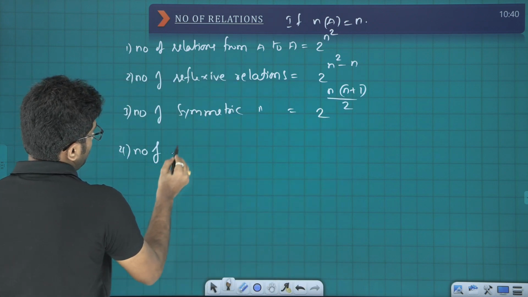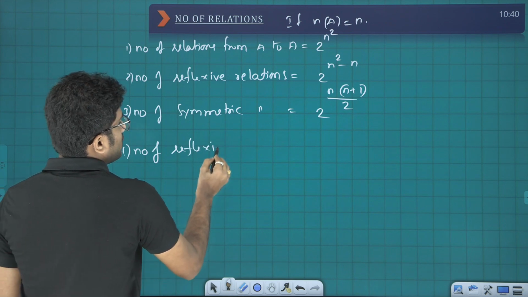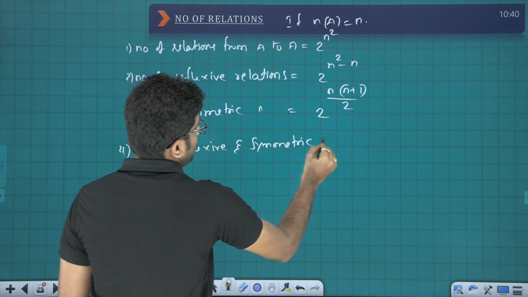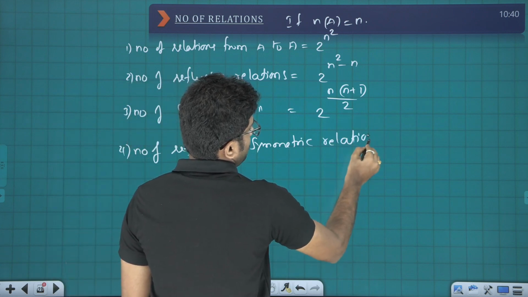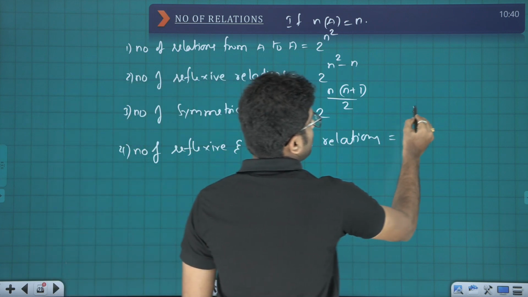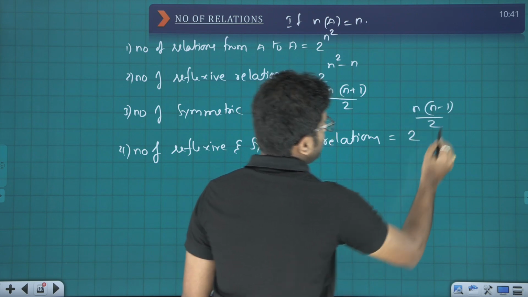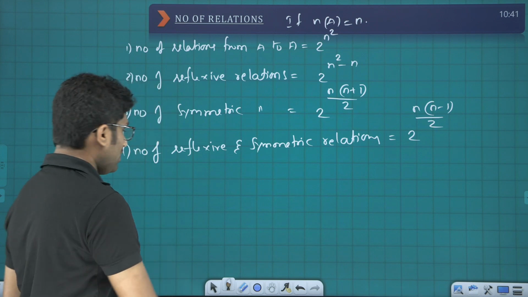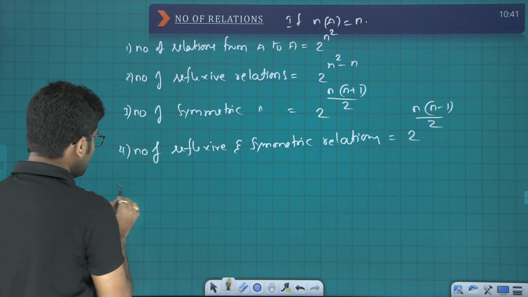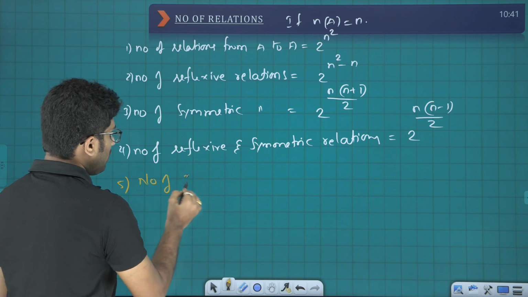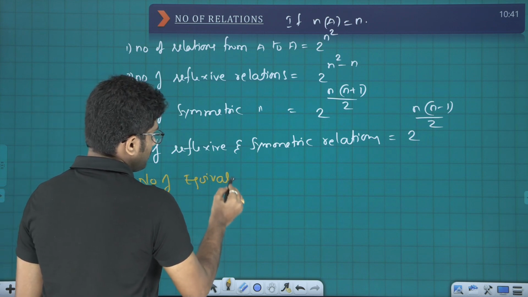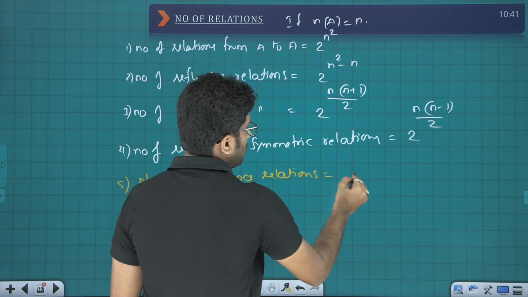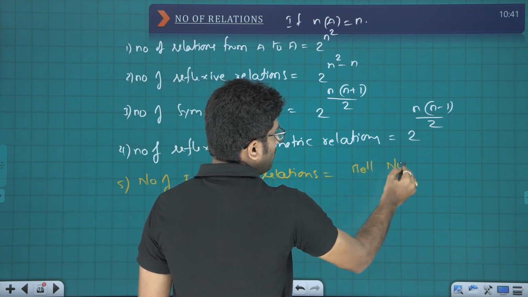Number of reflexive and symmetric relations is equal to 2 power n into n minus 1 by 2. We don't have any formula to find the number of transitive relations. Apart from that, we also have the number of equivalence relations. Number of equivalence relations is equal to the Bell number, we say. What is Bell number? We get it from the Bell tree.